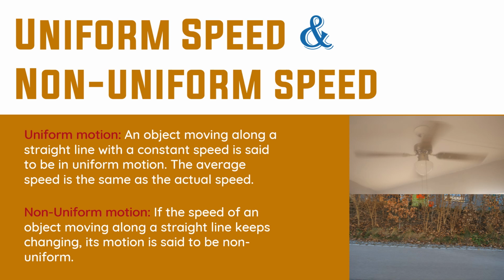The average speed is the same as the actual speed. So you know what average speed is. Average speed means total distance by total time. So average speed is the same as the actual speed. And non-uniform motion means a speed that keeps on changing. That is called non-uniform motion.